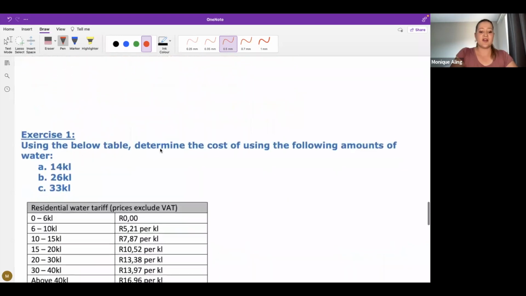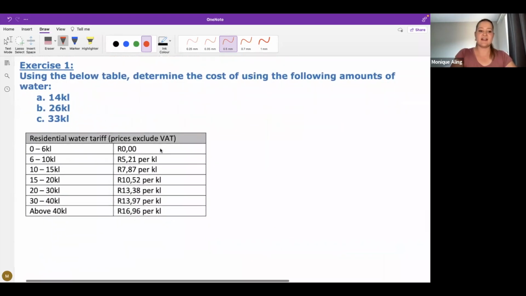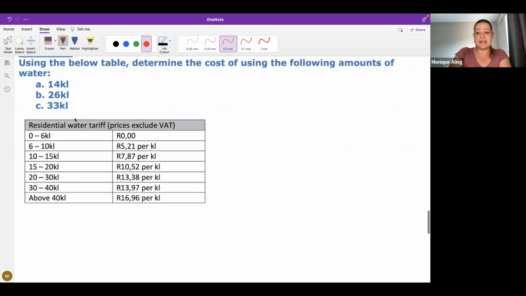Okay, so now let's try another one. I've given you a slightly different tariff table. And it says, using the below table, determine the cost of using the following amounts of water. So the first one is 14 kiloliters, then 26 kiloliters, then 33. So I'm going to ask you guys, because you clearly are so confident and comfortable with this, please can you do A for me quickly? I'm going to give you about 2 minutes. And just keep your answers to yourselves, and I'll let you know when you can release them.